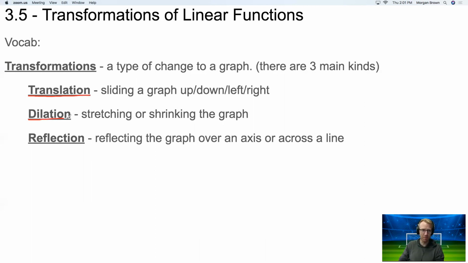A dilation is a fancy way of saying stretching or shrinking. So you leave it in the same location, but you stretch it out taller or shorter up and down, or you stretch it out taller or shorter side to side.